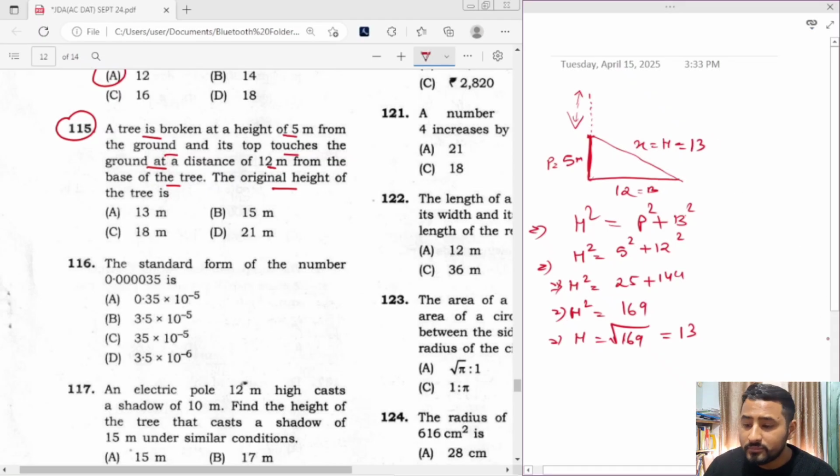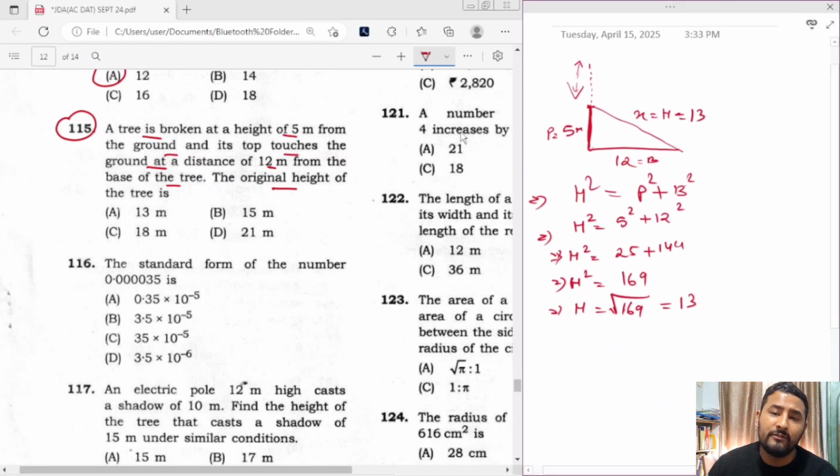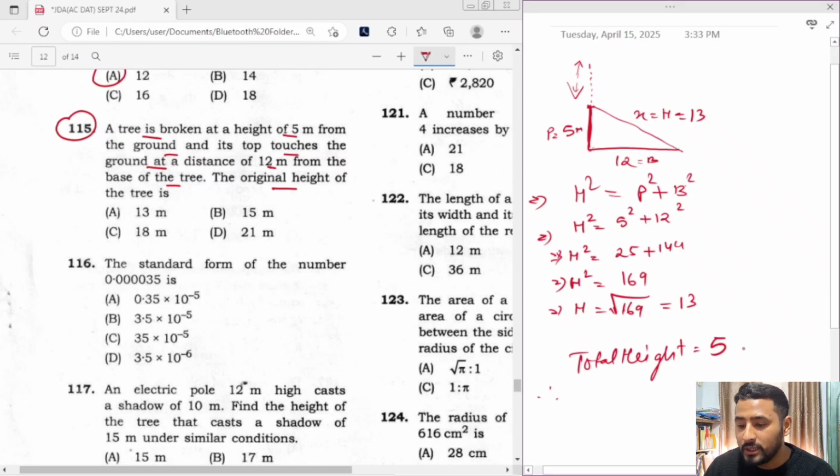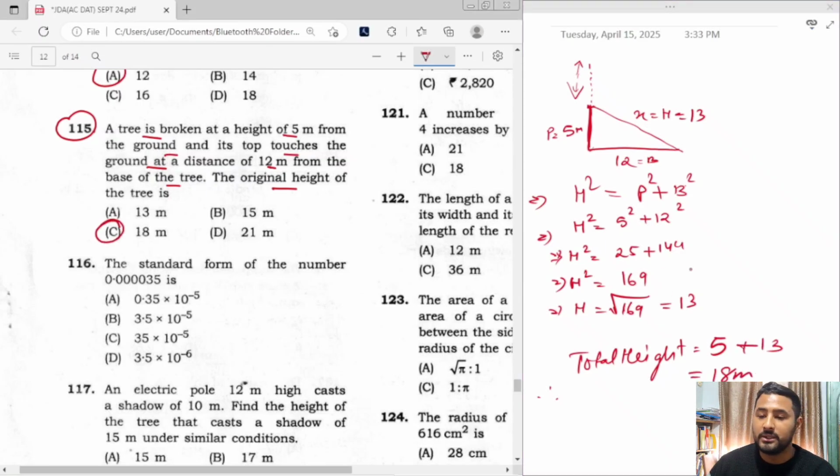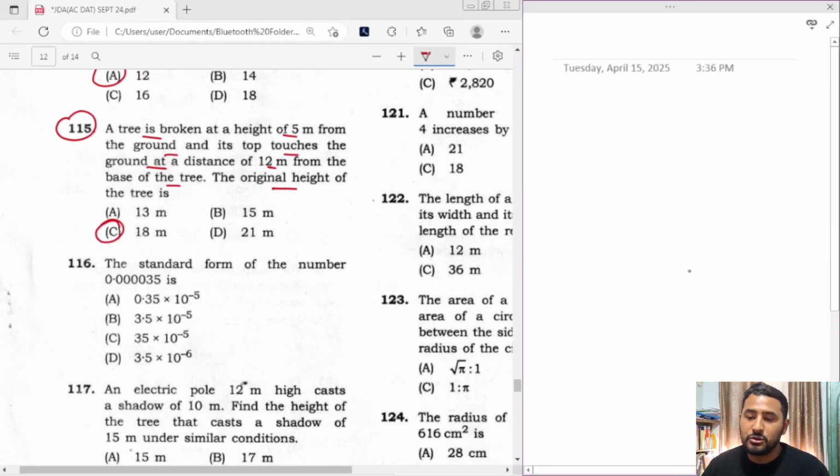Now we can find the total height. First the height was 5 meter. When it broke and fell down, we get 13 meter as the other height. So when you add this, the total is 18 meter. The answer will be 18 meter. Hope that's clear. You should just know the Pythagoras theorem. Let's see now.